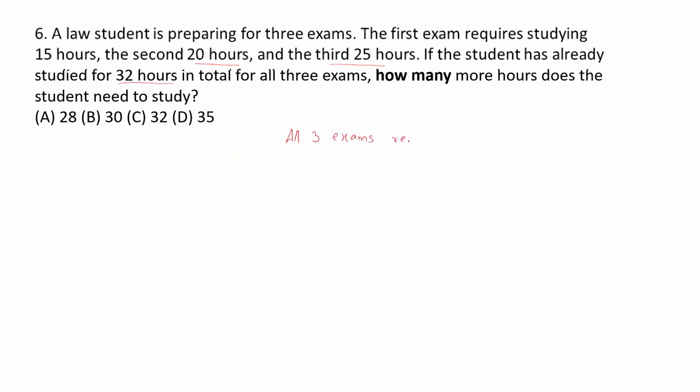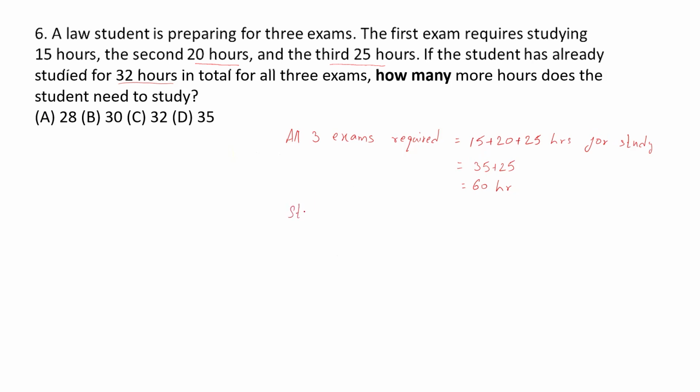So total, all 3 exams required how much hours to study? 15, 20, and 25 hours for study, right? So how much would it be? 15 plus 20 is 35. That you can calculate. 35 plus 25 is 60. So 60 hours required for a student to prepare for all 3 exams.